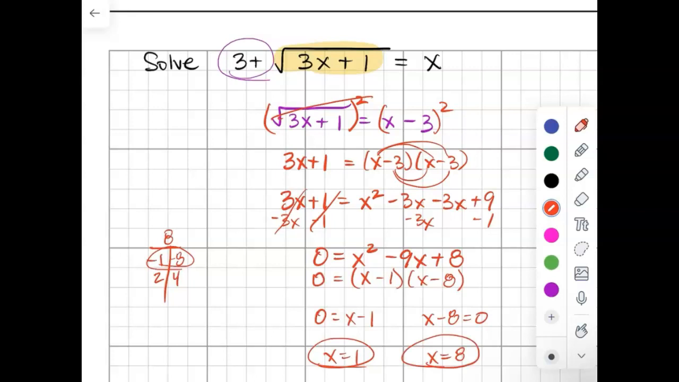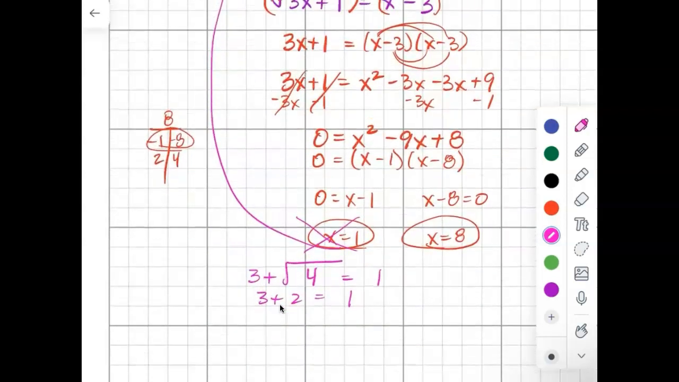Then, whenever you're working with radicals, you need to check for extraneous solutions. So you're going to go back and you're going to plug in these values for x and see if you get a true statement. So if I plug in 1, I get 3 plus the square root of 3 times 1 is 3. 3 plus 1 is 4, so we get 4 equals 1. That would be 3 plus 2 equals 1, and that is not a true statement, so that is not a solution. So that is an extraneous solution.